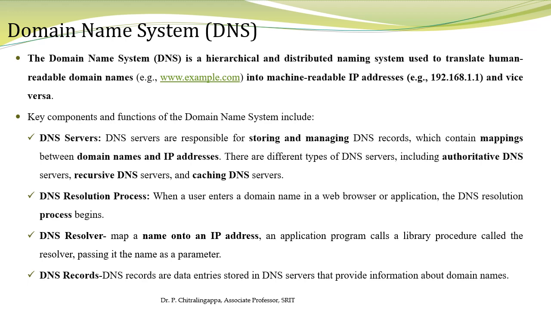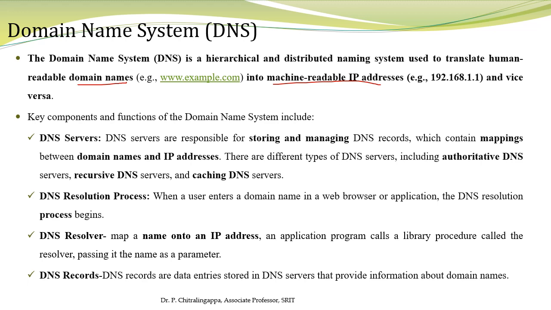Today we are going to discuss the application layer. In this application layer, there are many components. The first component is the domain name system. The domain name system is a hierarchical and distributed naming system used to translate human readable domains into machine readable IP addresses and vice versa.